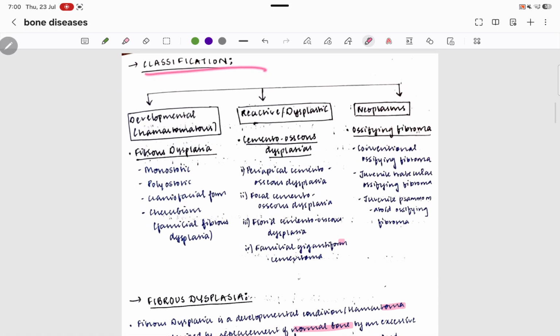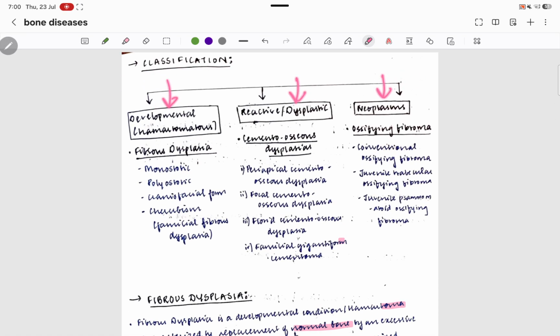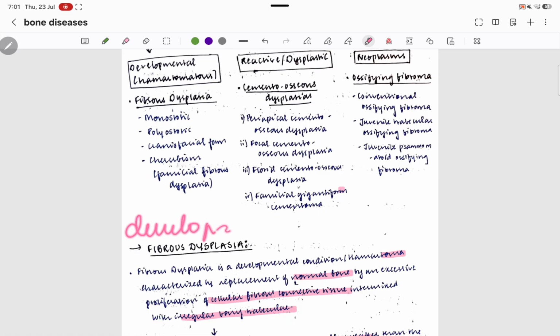In classification, you have developmental, dysplastic and neoplastic. So what is there in developmental? In developmental fibro-osseous lesions, you have fibrous dysplasia. In that you have monostotic, polyostotic, craniofacial form, cherubism and familial forms. Basically cherubism is a type of familial fibrous dysplasia. So what you need to remember is that in the developmental fibro-osseous lesions you have monostotic, polyostotic, craniofacial and cherubism. That is a very important classification to remember.